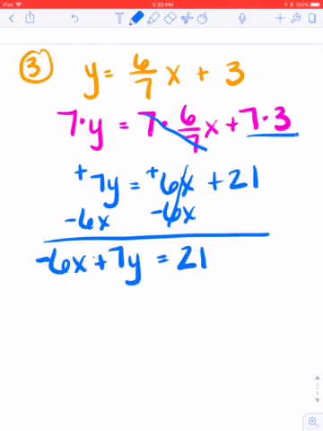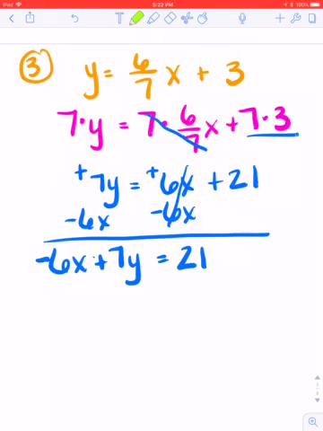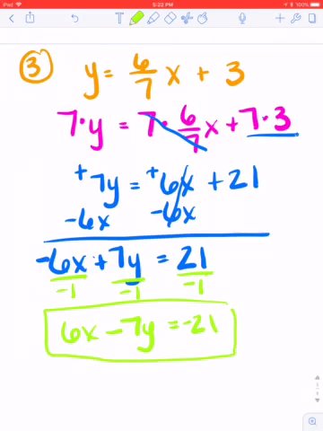Now, as far as standard form, we're better off. X and Y are on the same side. X is first. Our only issue now is that I can't have this negative here. So remember, to get rid of the negative, we're going to divide every single thing by -1. So that's going to make it 6X minus 7Y equals -21. Okay, you have some other examples.